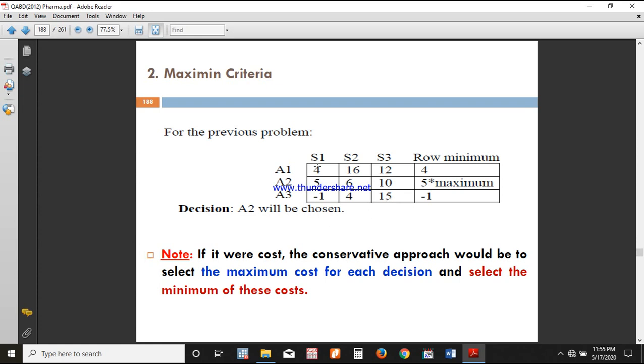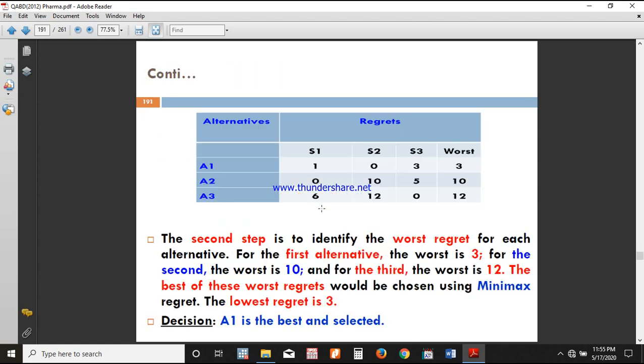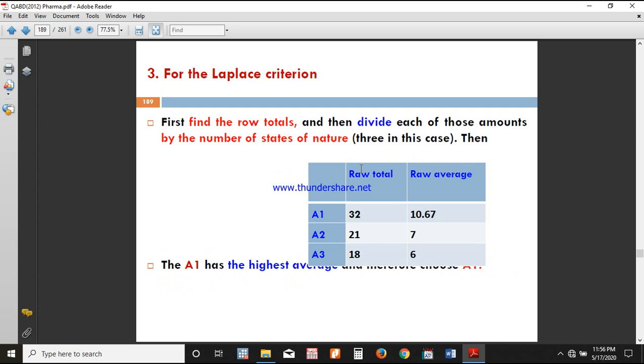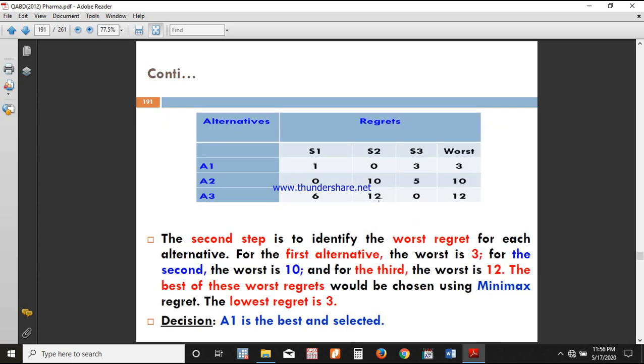You deduct each value from this highest value: 5 minus 4 is 1, 5 minus 5 is 0, 5 minus negative 1 becomes 6. Now we have 1, 0, 6. In the second column, the highest value is 16: 16 minus 16 is 0, 16 minus 6 is 10, 16 minus 4 is 12. Therefore, the result is 0, 10, 12.